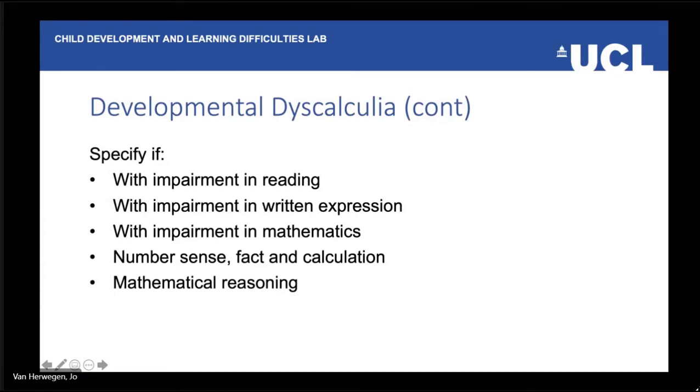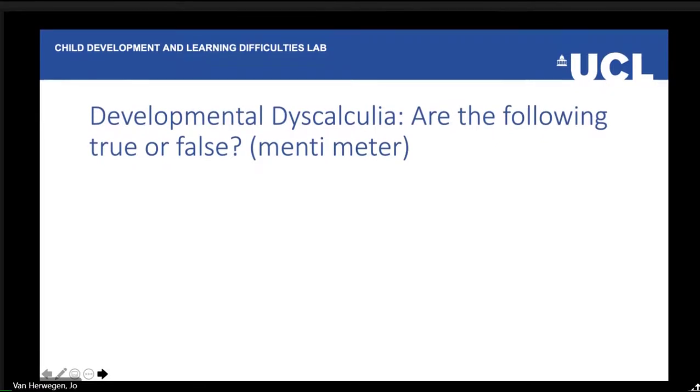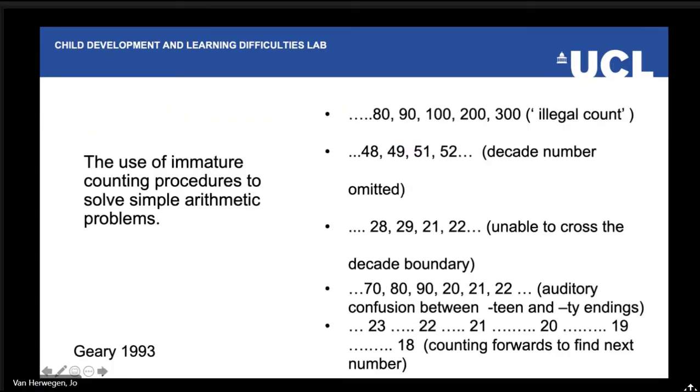So let's talk a little bit more about what we mean by developmental dyscalculia. One of the things I mentioned is that there are 2 common difficulties that children with developmental dyscalculia show. One is the use of immature counting procedures to solve simple arithmetic problems, and the number of counting mistakes that they make that we don't see children of a similar age make anymore. A number of these difficulties are also seen in younger children, who will, for example, omit the decade number when they're counting.